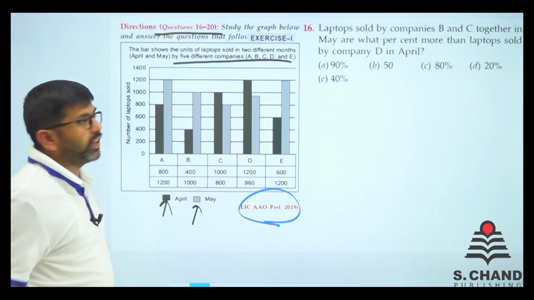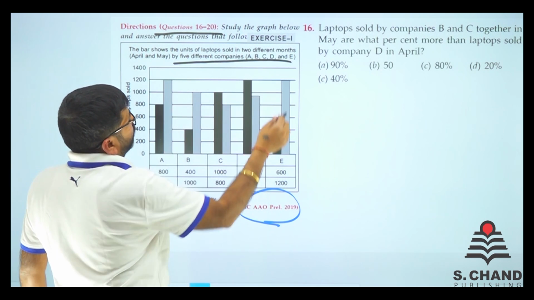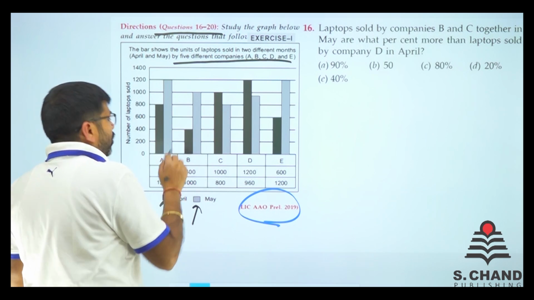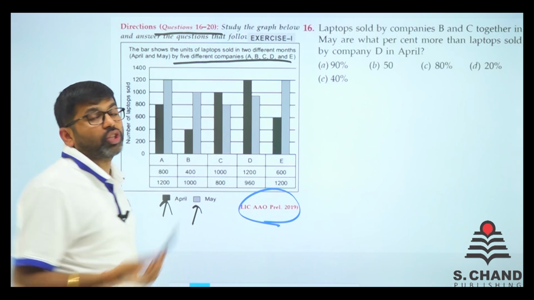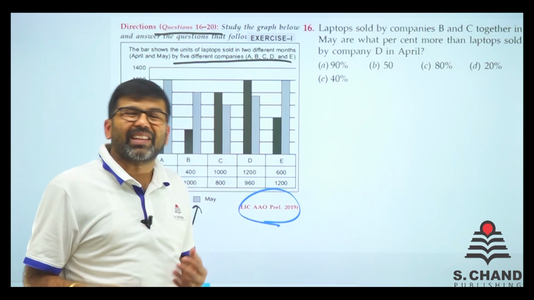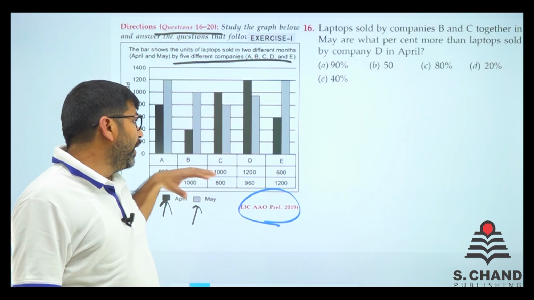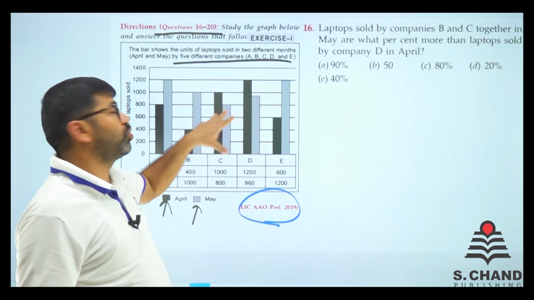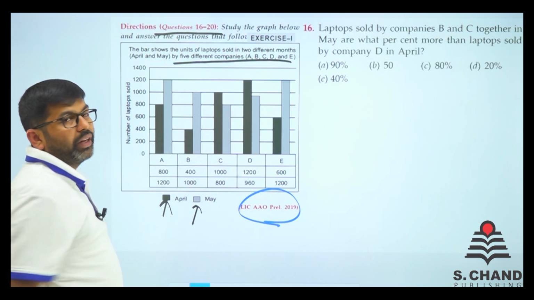So there are 2 things. One is the graph is very clear with all the lines and it has been given with the tabulation also. Sometimes tabulation is given, sometimes it is not. If it is given, good for you, better for you. If it is not, no issues. You have to check out the chart properly.